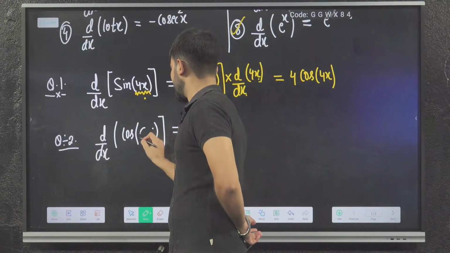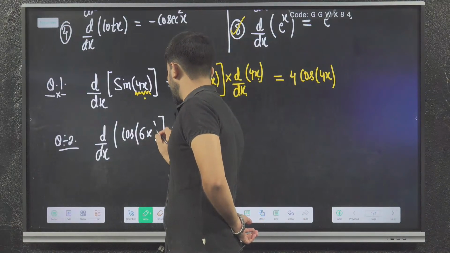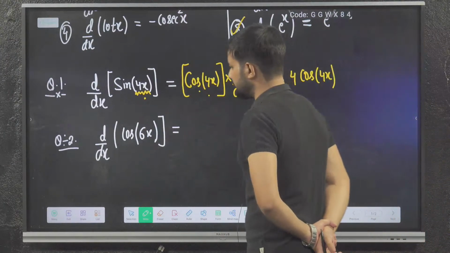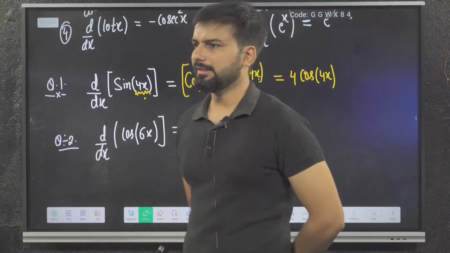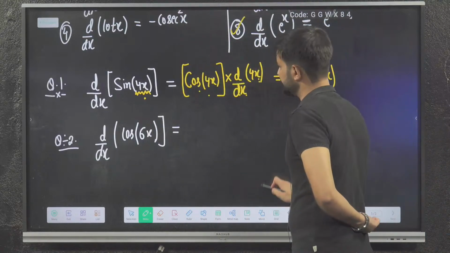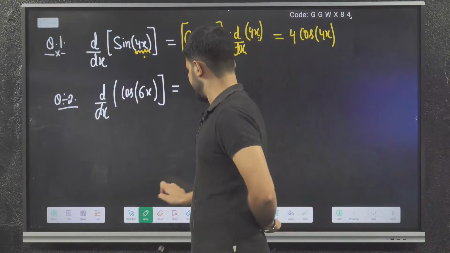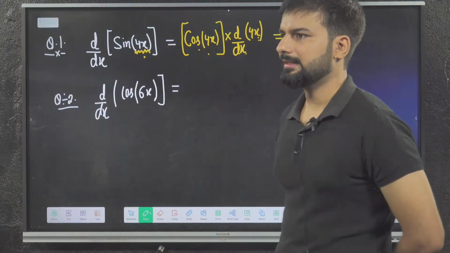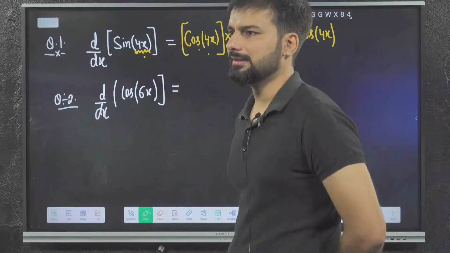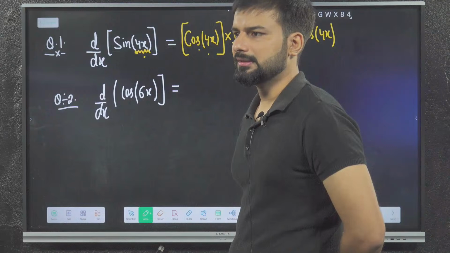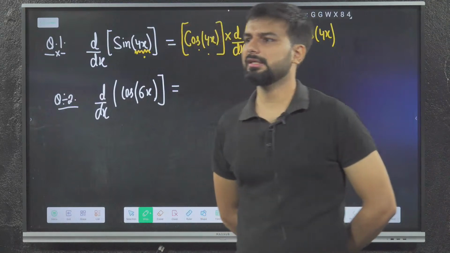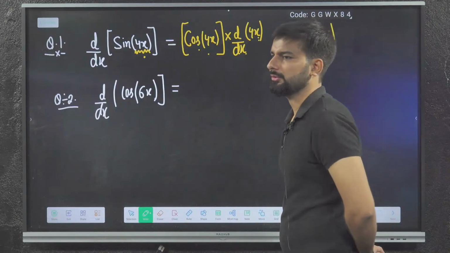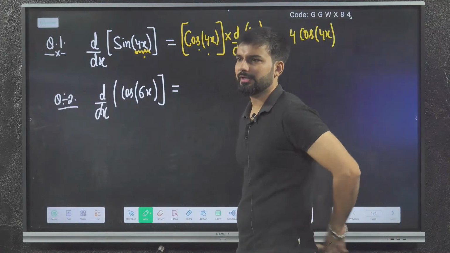Cos of 6x. What will be the answer of cos of 6x? Very good. Minus 6 sin 6x. Minus 6 sin 6x. Very good. Everyone understood. Very good, students.